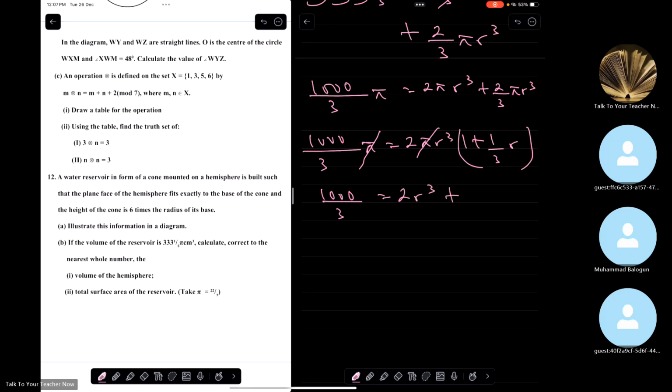Plus what? 2r. Is that going to be raised by 4? What am I even doing here? Oh, there will be no r here. 2 pi r cubed. See what I'm doing? I just factored this out.